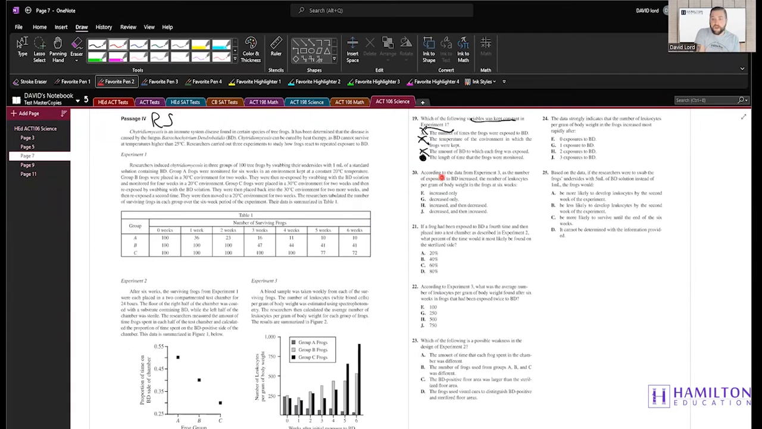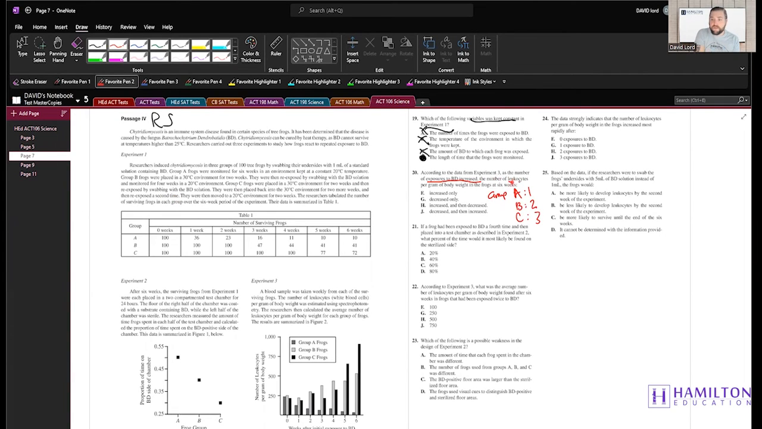Question number 20. According to the data from experiment 3, has the number of exposures to BD increased? Well, we were just reading about that. So group A had it 1 time, B had it 2 times, and C probably had it 3 times, but we can check. Group C were placed in 30 for 2 weeks, then re-exposed to the solution. They were placed back in 30 for 2 more weeks, and then re-exposed a second time. So that is a total of 3 times.